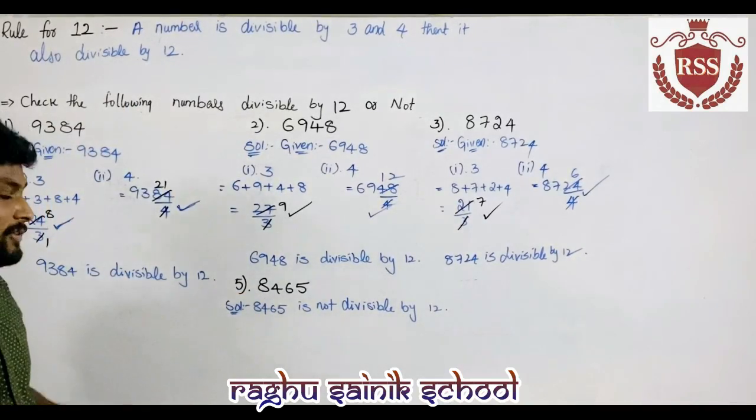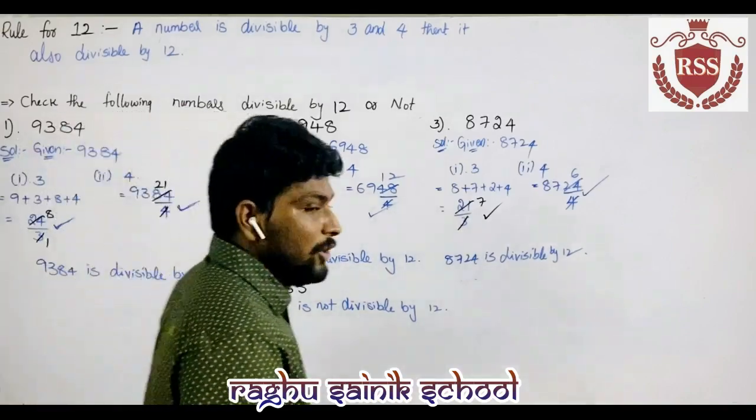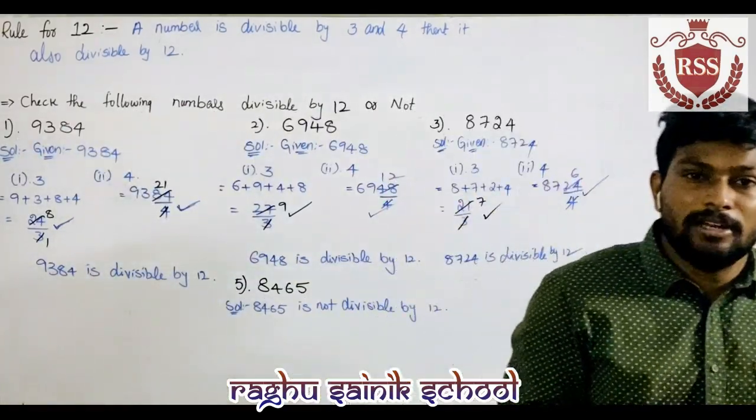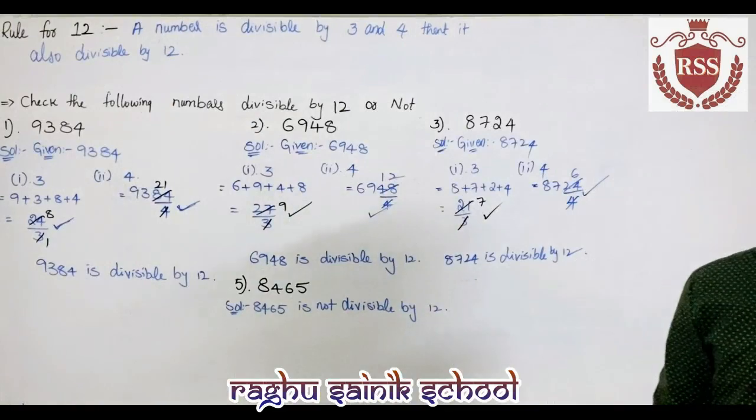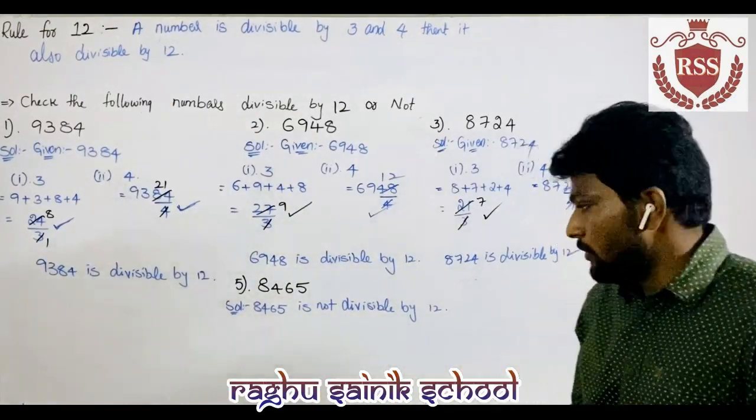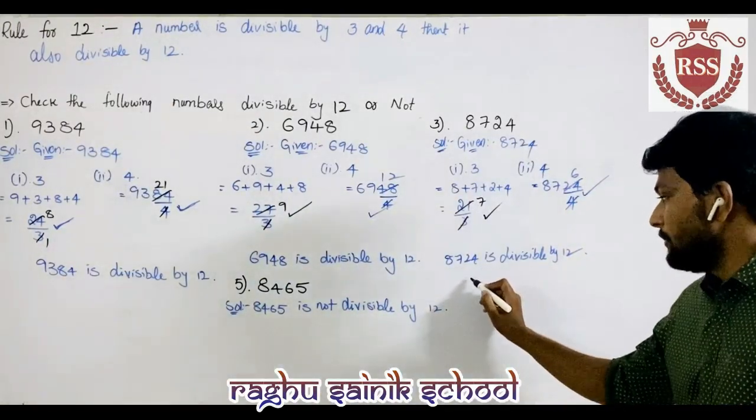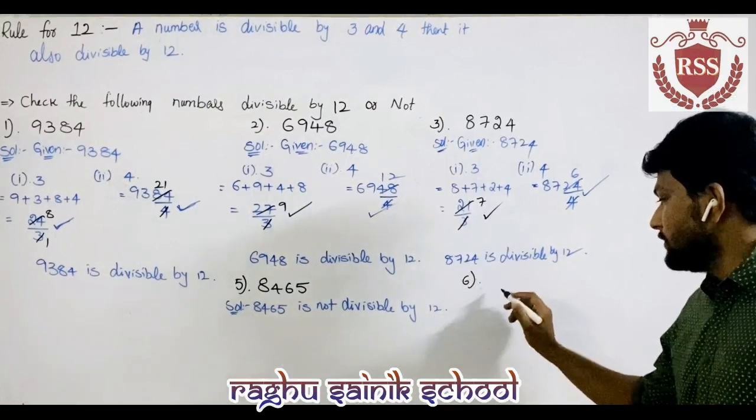That is what we have seen in previous classes also. To check the divisibility rules of even numbers, the given number must be an even number. You have to remember that. That is the most important point.